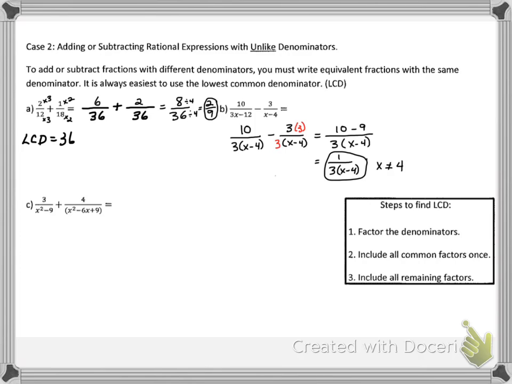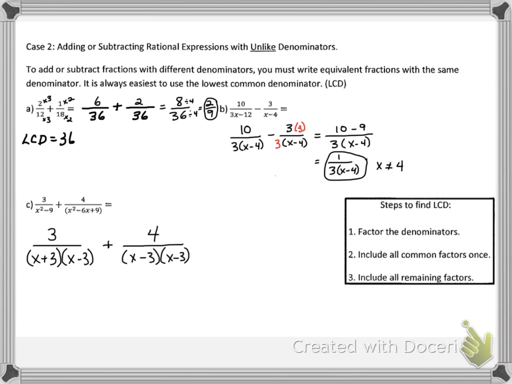And C, we have 3 over x squared minus 9 plus 4 over x squared minus 6x plus 9. If we follow the steps on the right, we have to factor the denominators. 3 over (x plus 3)(x minus 3) plus 4 over (x minus 3)(x minus 3). Now, in order to make both of these denominators the same, I have to look and I can see that the first one has an x plus 3 and an x minus 3 on the bottom. The second one has two x minus 3's.